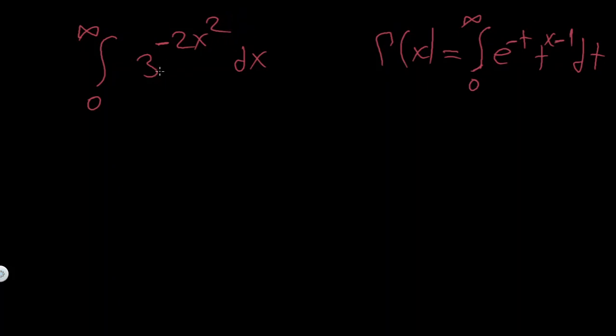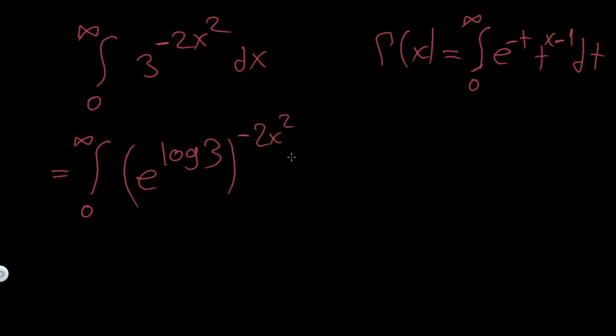Can I make this thing look like e to the minus t? Well, I can write this 3 like e to the log 3. I didn't make a substitution, it's just the same. I can write this 3 as e to the log 3, and it's fair. So I have minus 2x squared. And because of the properties of these powers, I can just multiply this, so it's going to be from 0 to infinity e to the minus 2x squared log 3.